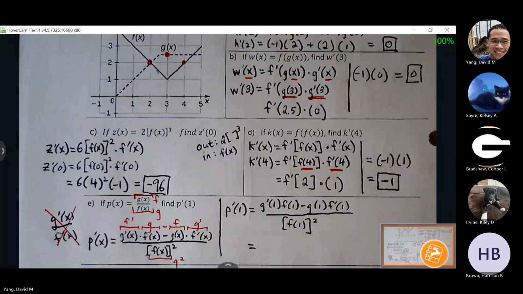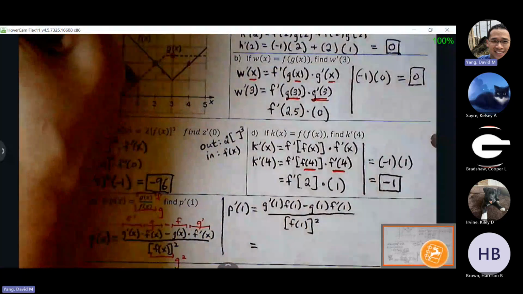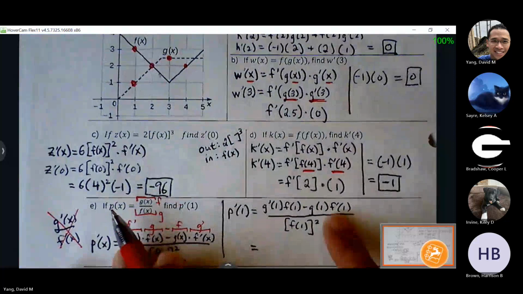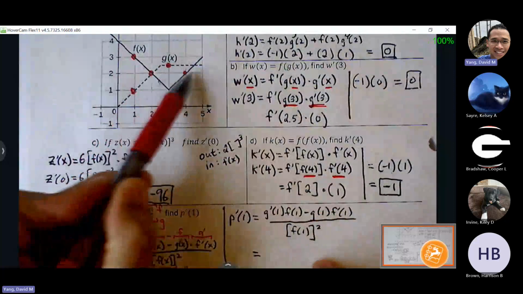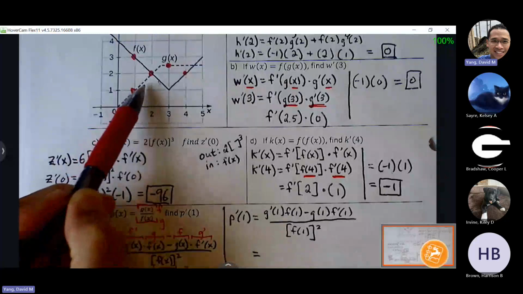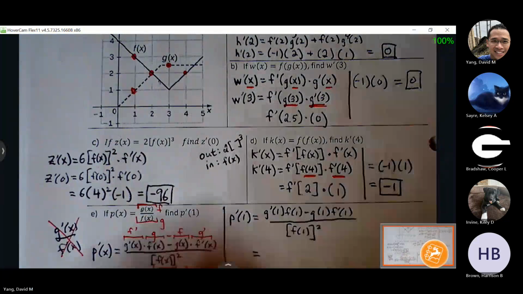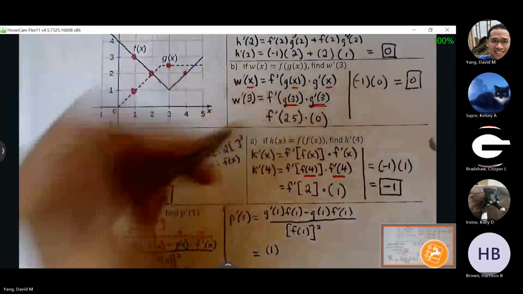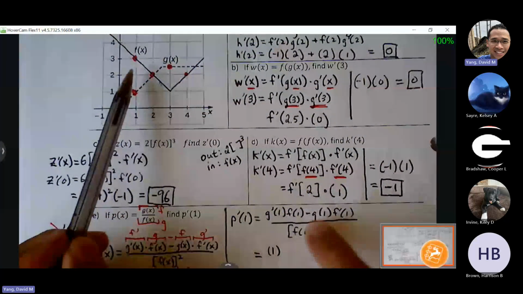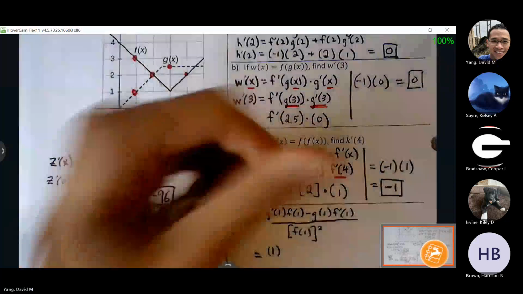Okay. Our focus is at 1 for both our graphs here. Okay, so g prime of 1, that's the dotted graph here. g prime of 1, asking for the slope of the g graph at 1. It's a slope of positive 1. f(1) is asking for the y value of the f graph at 1. The y value is 3.